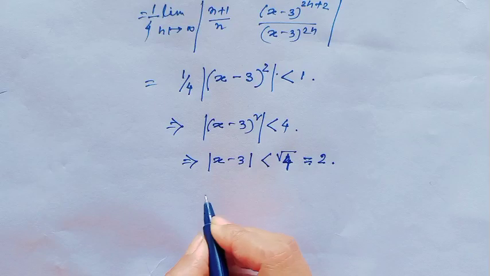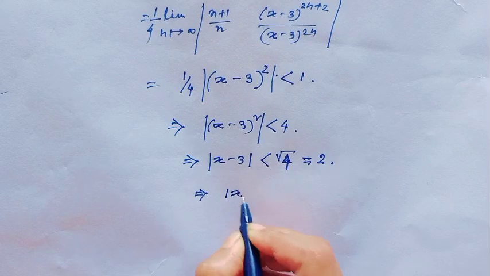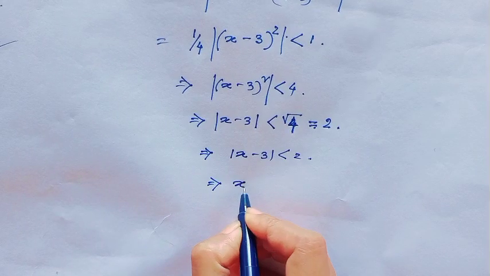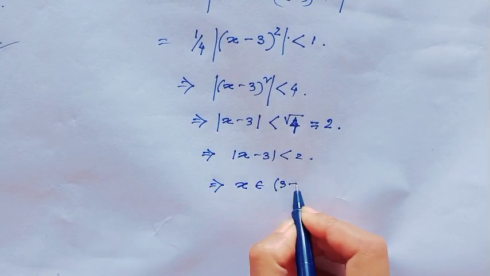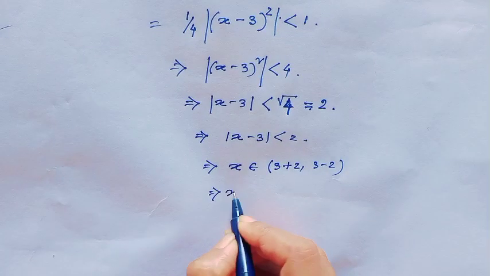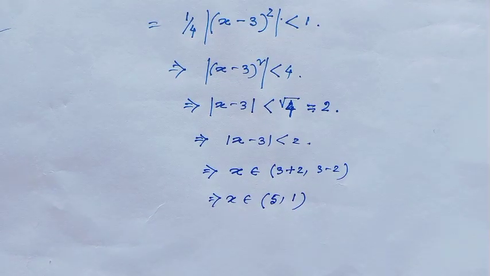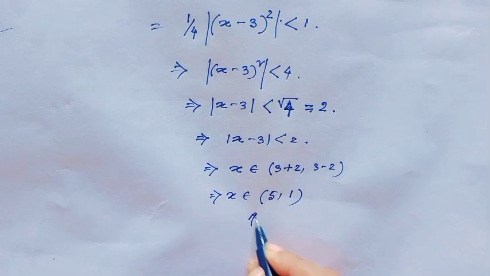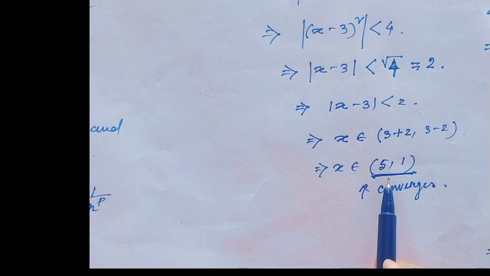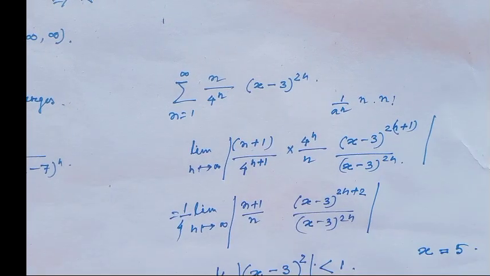What would be the interval of convergence? That implies the absolute value of x minus 3 is less than 2. That implies x lies in the interval 3 minus 2 comma 3 plus 2. Therefore, x lies between the interval 1 comma 5. In this interval, the power series always converges. We'll see at the end points 5 and 1, is the power series convergent?